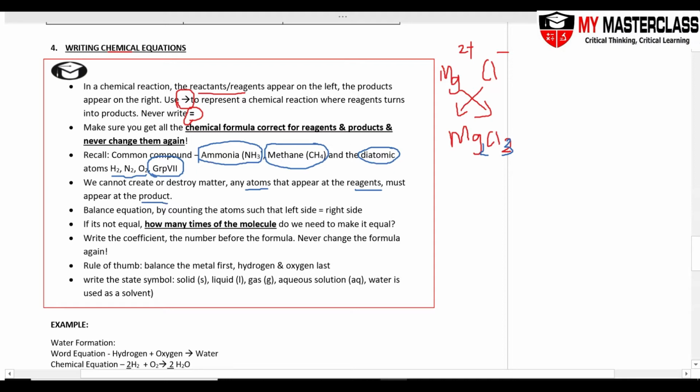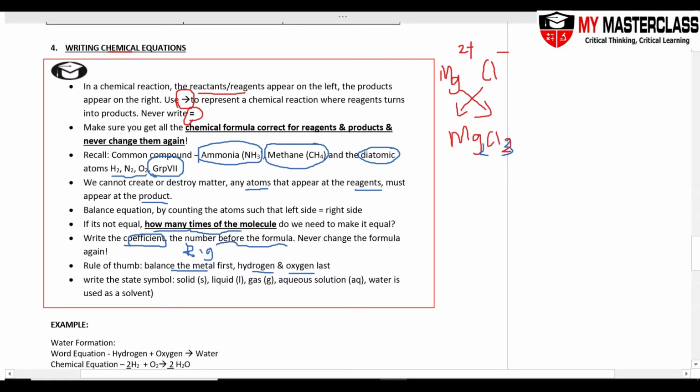So we balance the equation by counting the atoms such that the left side equals the right side. If it is not equal, we balance it by using how many times of the molecule we need to make it equal. This means you add the coefficient, a big number before the formula. You don't change the formula. When balancing equations, please balance your other atoms first, hydrogen and oxygen last. Hydrogen and oxygen are linked to many compounds, so usually balance them last, otherwise it's very complicated.